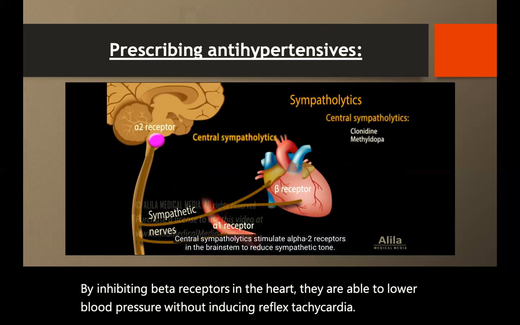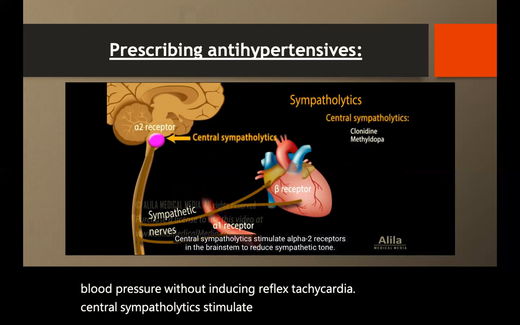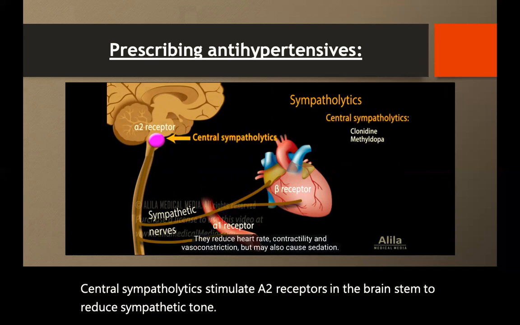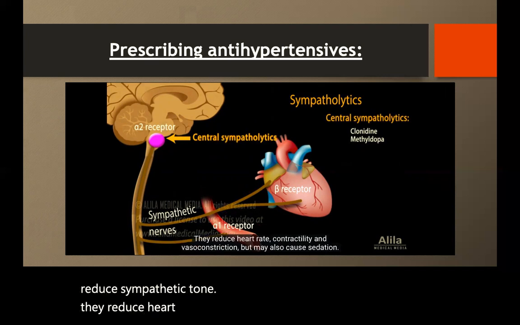Central sympatholytics stimulate alpha 2 receptors in the brainstem to reduce sympathetic tone. They reduce heart rate, contractility, and vasoconstriction, but may also cause sedation.